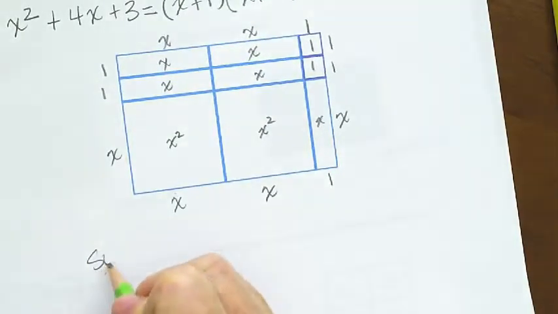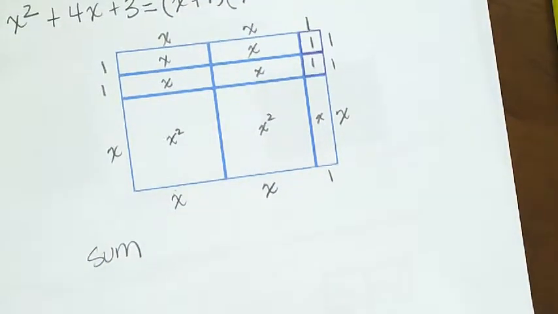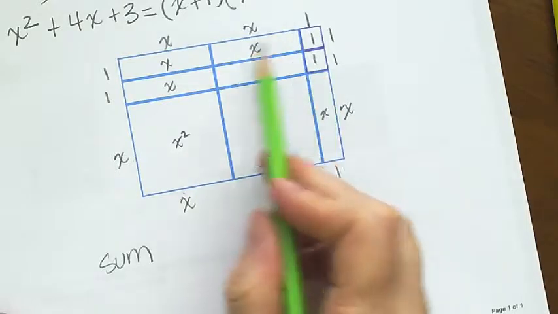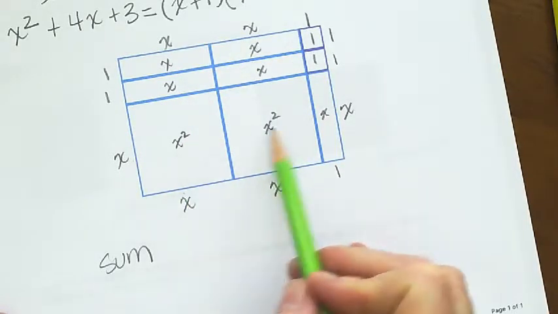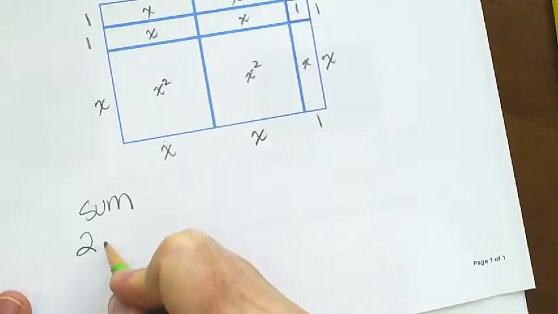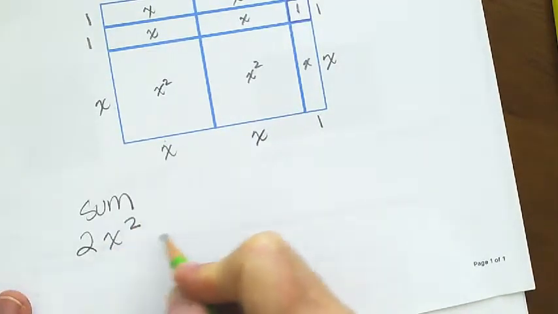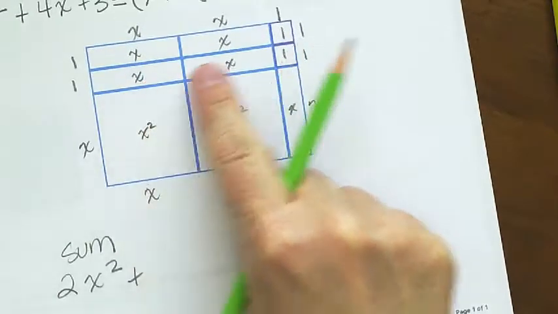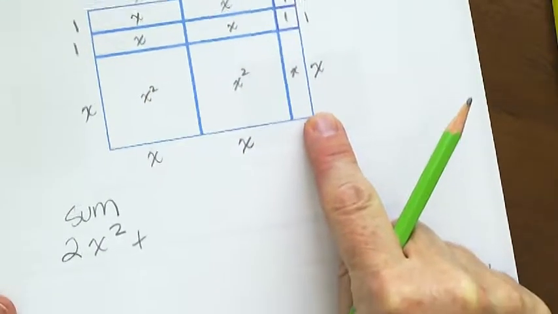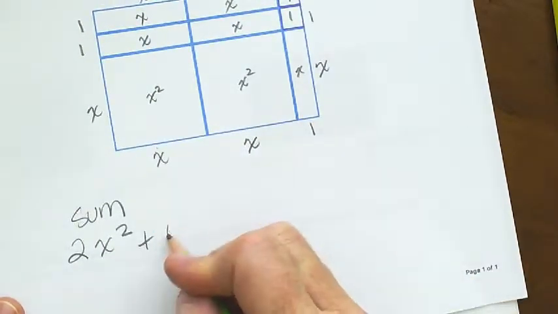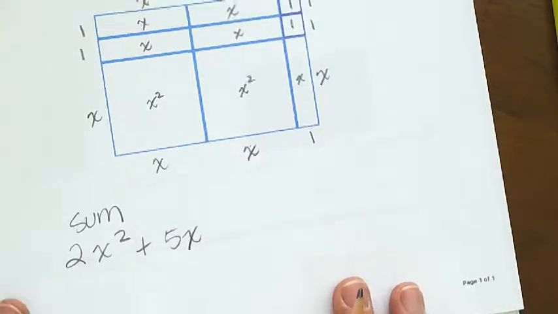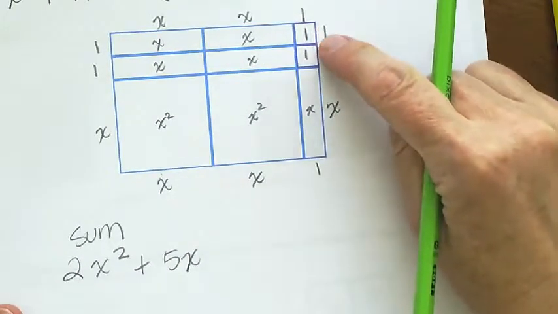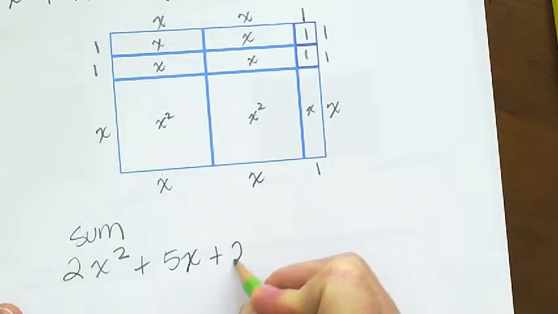So for the sum, I really don't need the length. The sum is just all the tiles that I see. So I see 2 x squared tiles, so I'm going to write 2x squared. I see 5 x tiles, so plus 5x, and then I see 2 unit tiles, so plus 2.